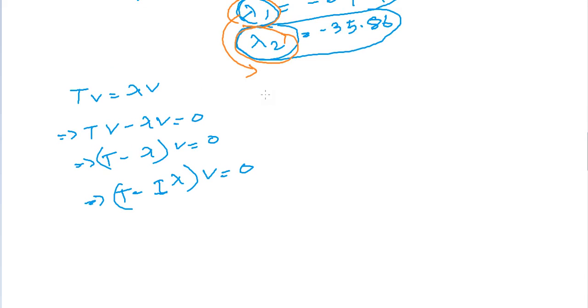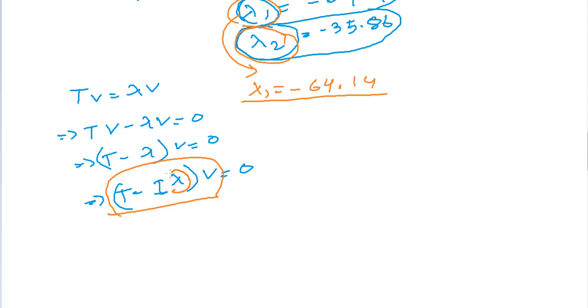For alpha 1, equal to minus 64.14, we are going to find the eigenvectors. What is the eigenvector? If we substitute alpha 1 here, then from this we can find the corresponding eigenvector. How can we find it? What are our vectors here?